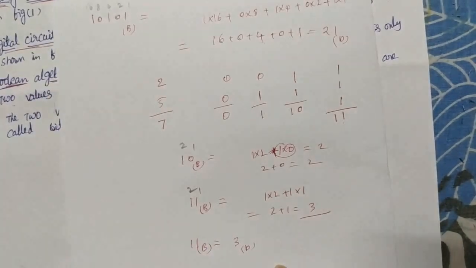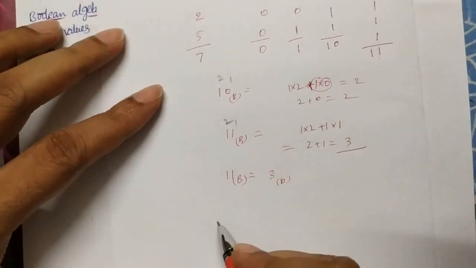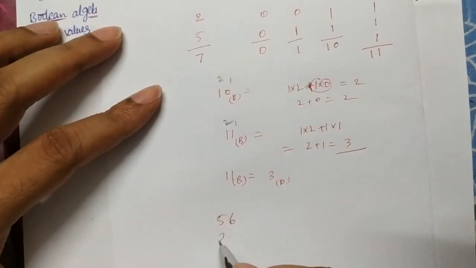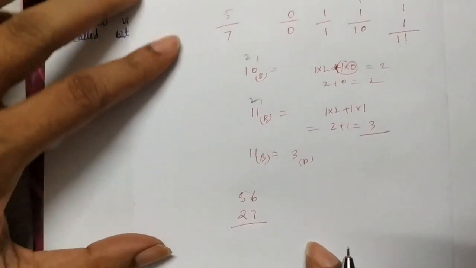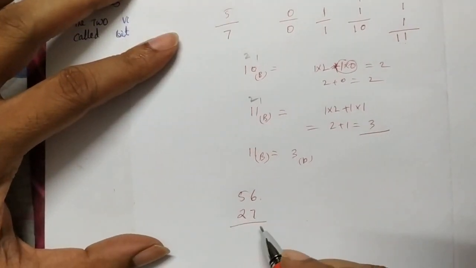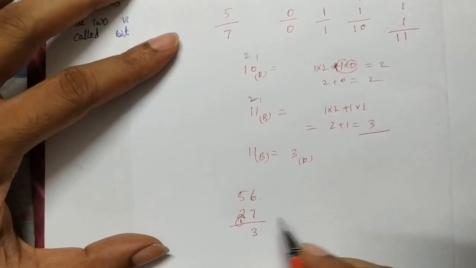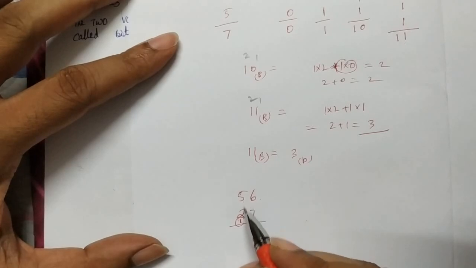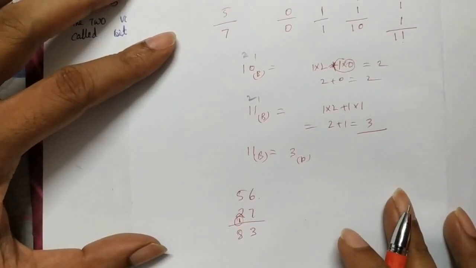Like this we can add the numbers. Suppose, for example, you take 56 plus 27. For normal decimal numbers, how do you add? 6 plus 7 is 13, so write 3 and 1 is a carry, which goes from here to here. Then 5 plus 2 is 7, plus 1 is 8. Like this we can write.